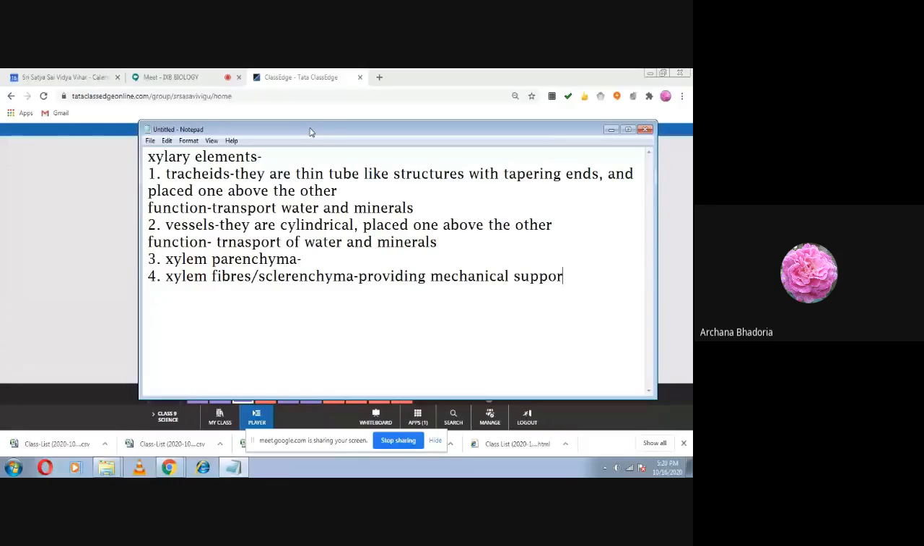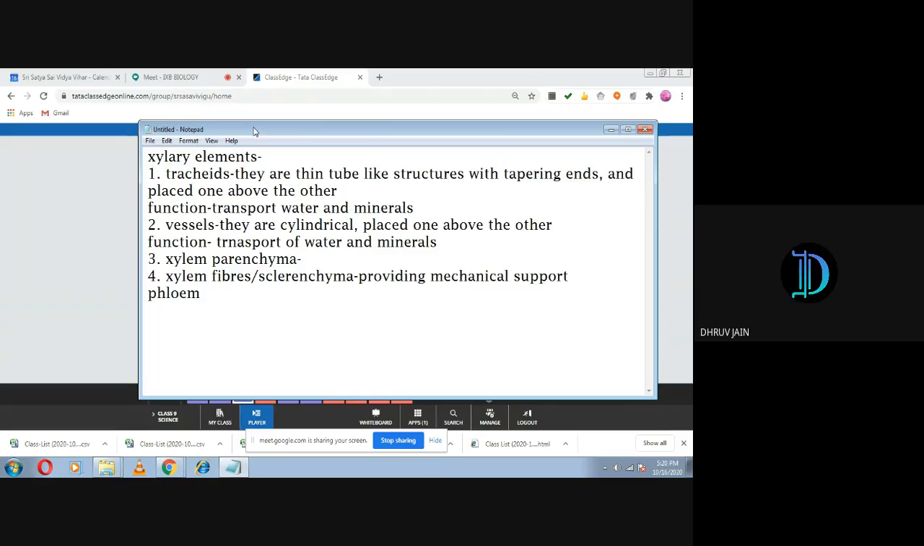Understood, everyone? So all of you have noted what are the xylem elements? Can someone name them? Tracheids, vessels, xylem fibers, and xylem parenchyma. So xylem fibers will help in providing strength to the xylem tissue, or the mechanical support. Now we will start with another complex permanent tissue, that is phloem.